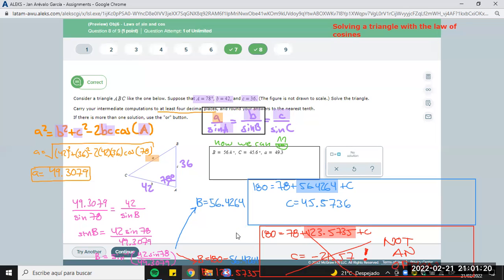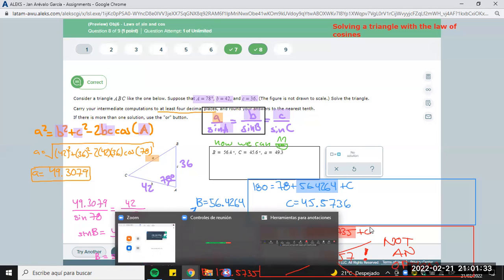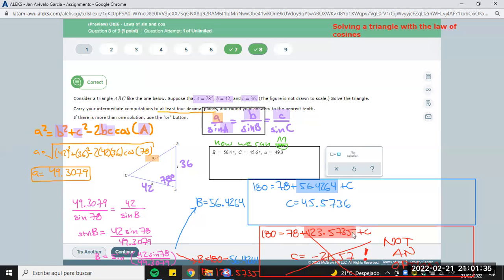Now let's look at the red way. As you can see, this is not an option, because if we do exactly the same thing but obviously using B of the red case, 123 point something, we will get an angle C that is negative, and that is not possible. We cannot have negative angles, so this is not an option. We only have one option. That's what I input here, and it is correct.